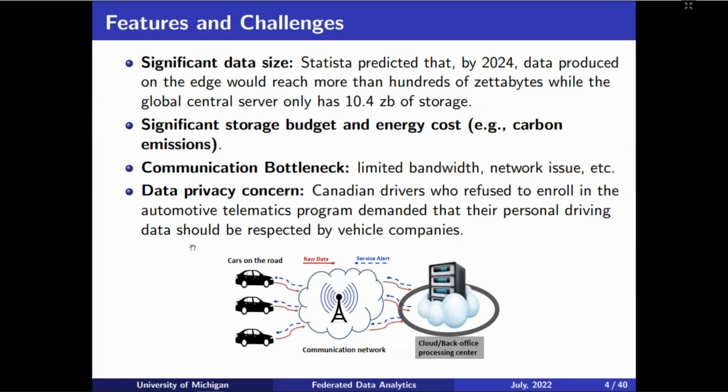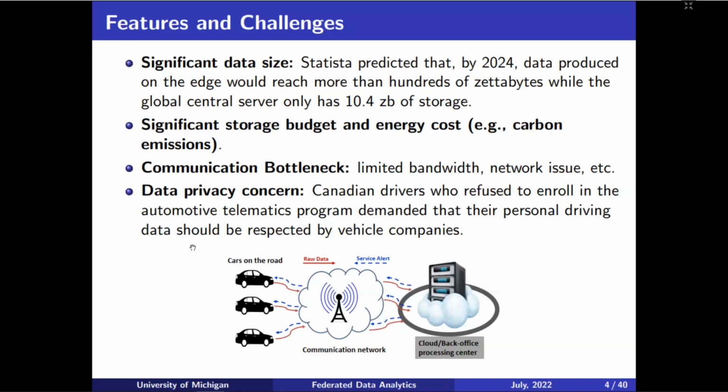Second, there is a significant storage cost. Even if one can store all those data in a central location, running a big model such as a neural network will cause very significant carbon emissions, which is not environmentally friendly. Third, there's a communication bottleneck. For example, several devices or vehicles usually have a poor internet connection or limited bandwidth. Therefore, transmitting all those data in real time is not practical in many applications.